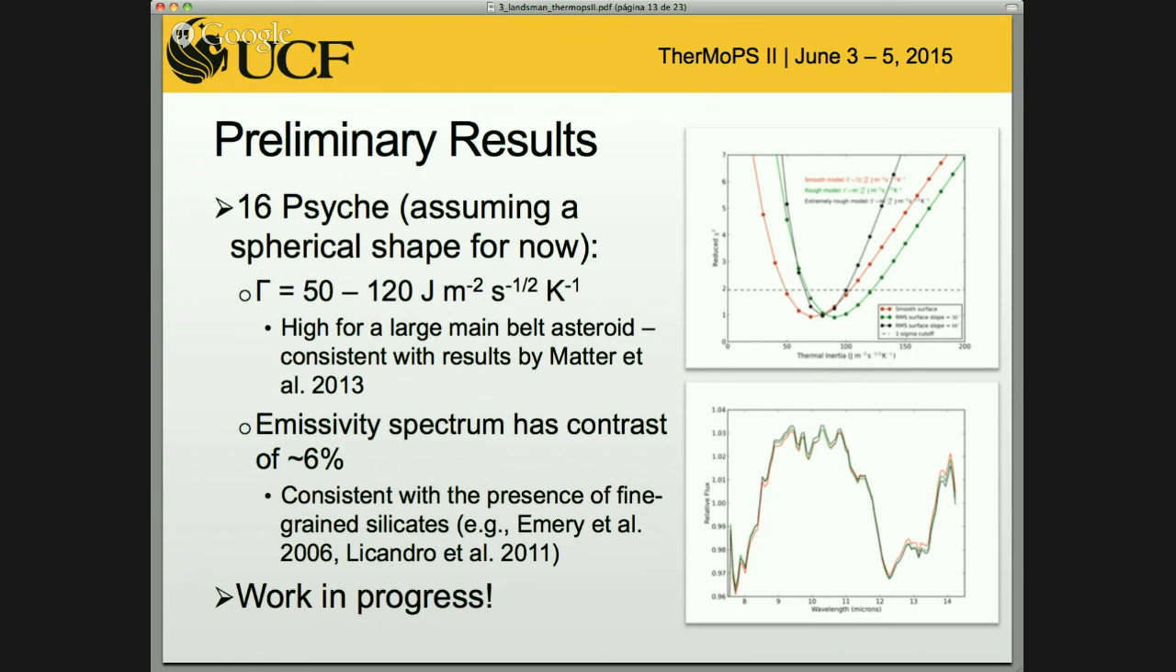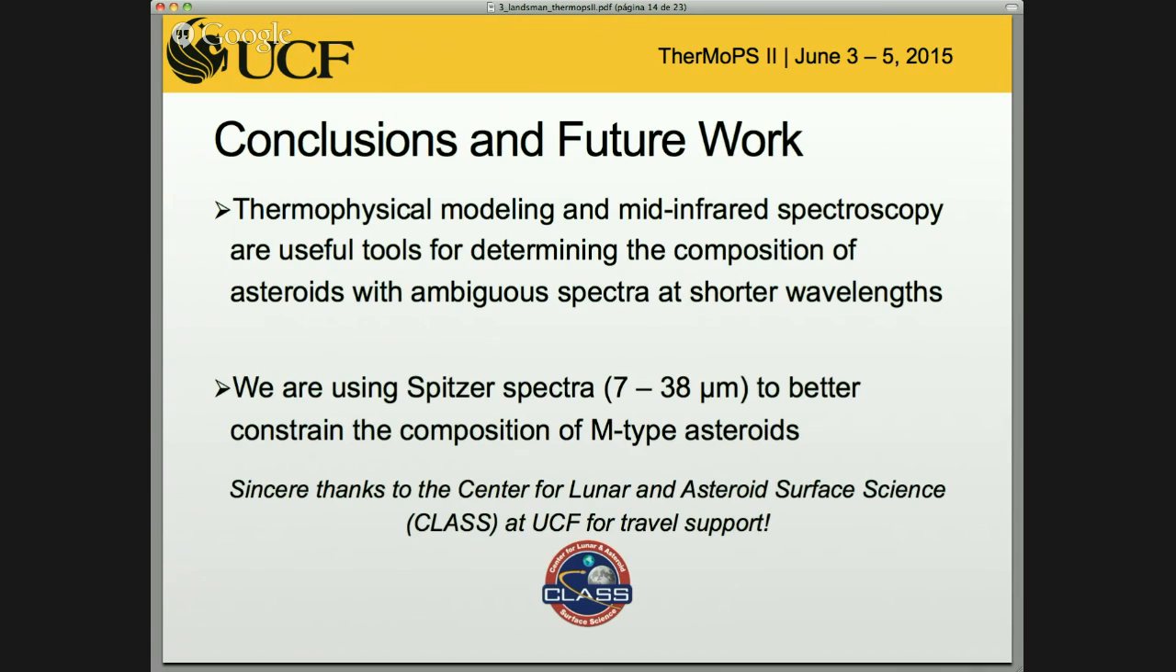Okay, so then just to wrap up, thermophysical modeling and spectroscopy in the mid-IR are really useful for asteroids that are ambiguous and difficult to understand at other wavelength ranges. And our plan is to continue to use these Spitzer spectra to better understand the M-type asteroids.